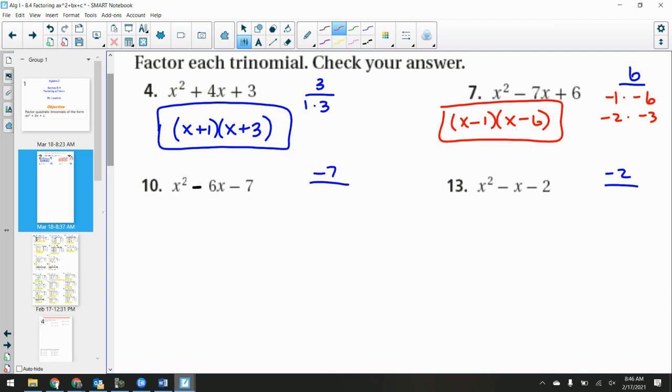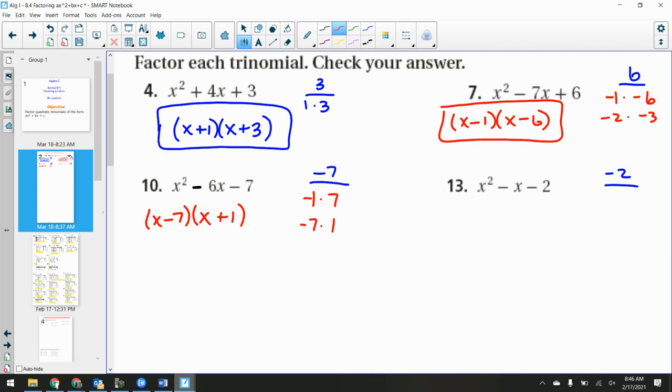All right, so we've got factors of negative 7 that add to get to negative 6. So it could be negative 1 times positive 7 or negative 7 times positive 1. Which set of factors work? Negative 7, positive 1. Okay. x minus 7, x plus 1.